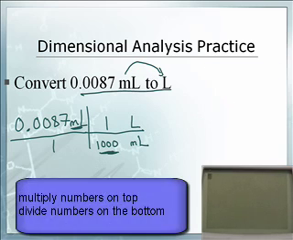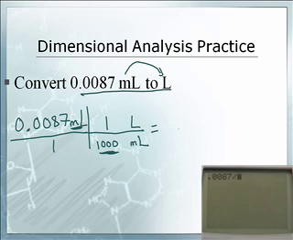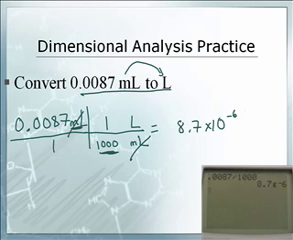So we have to divide the numbers on the bottom. Numbers on top are multiplied, numbers on the bottom are divided. So you're going to take 0.0087 divided by 1,000. Now notice I'm not doing anything with the ones, because if you multiply or divide anything by 1, it's the same number. We don't worry about the ones. So it's 8.7 e -6 in my calculator. So 8.7 times 10 to the minus 6. And the milliliters cancel, and I end up with liters. That's not too bad, is it?